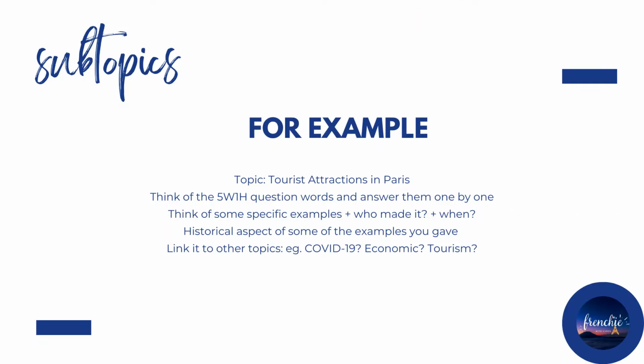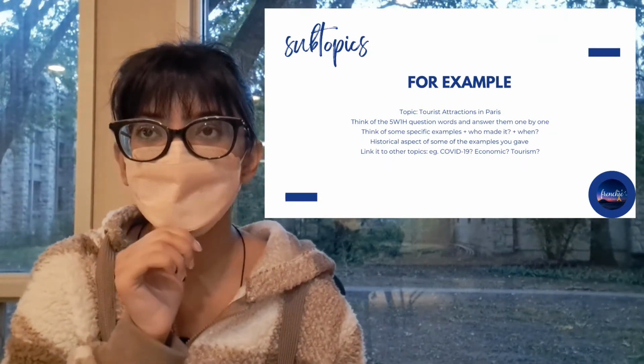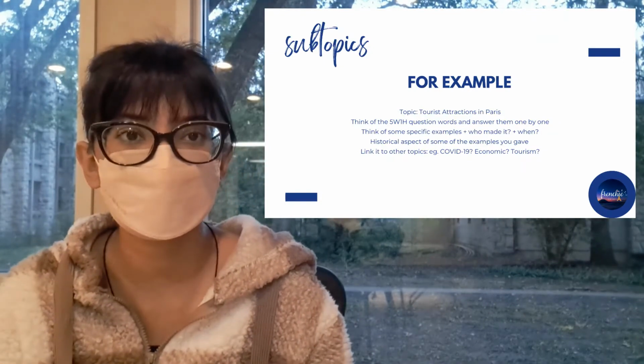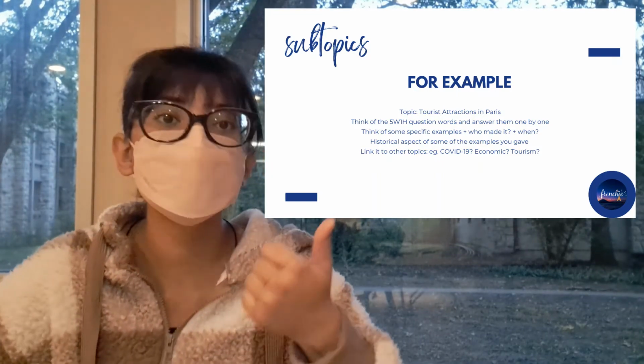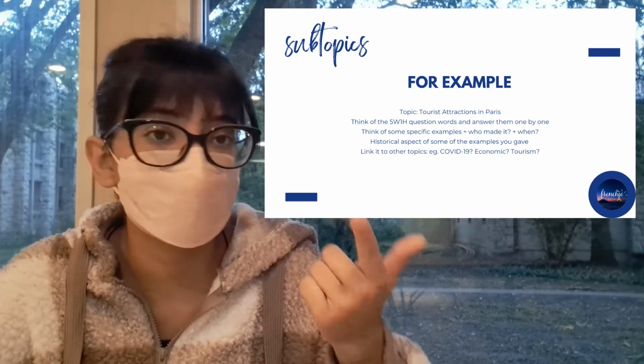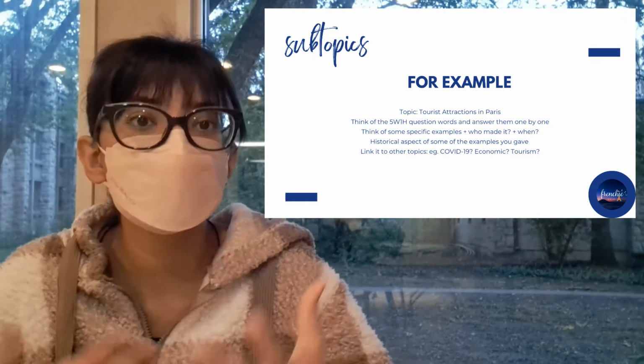Now, once you've got a topic in your mind, it is time to think about the subtopics. So what are other areas you can link with your topic? Let's say we were sticking to tourist attractions in Paris. We could link to history, we could also link to public health, and we could also link to culture. So how can we do this?